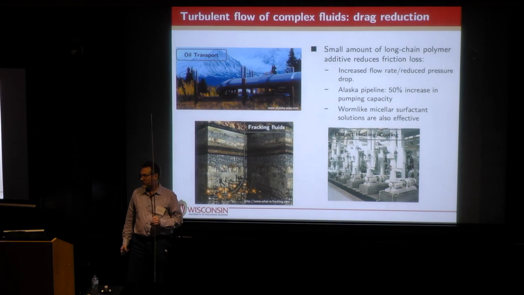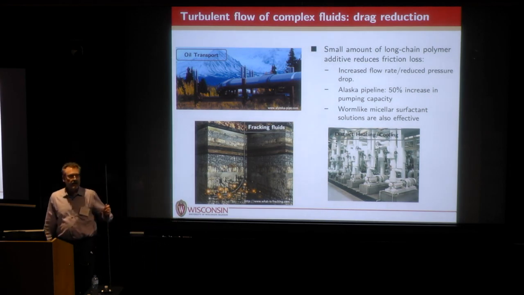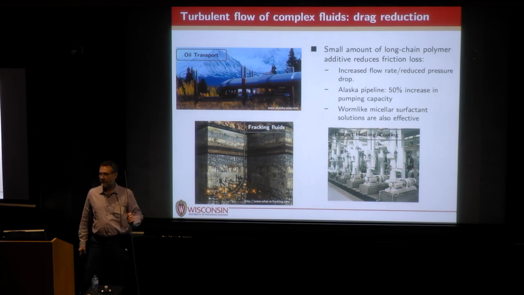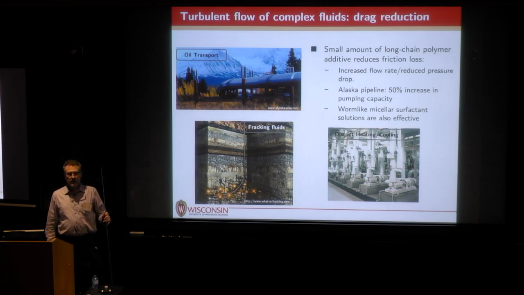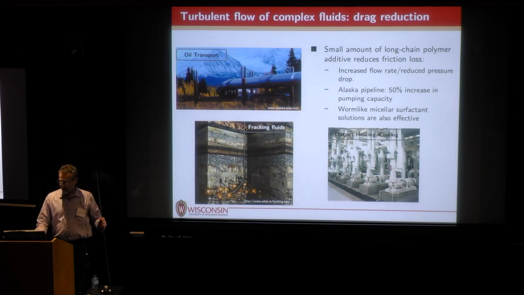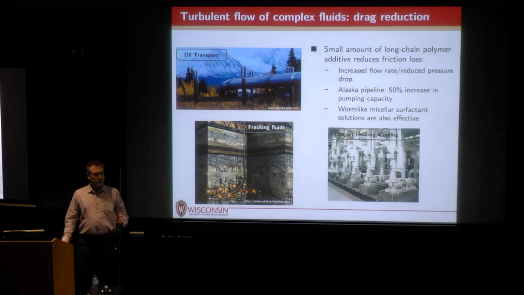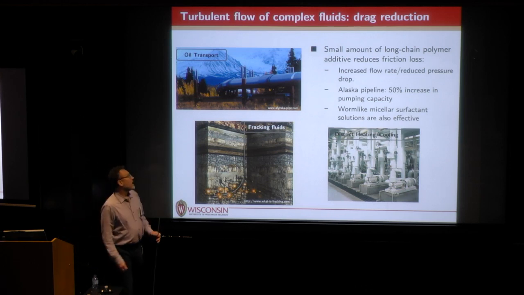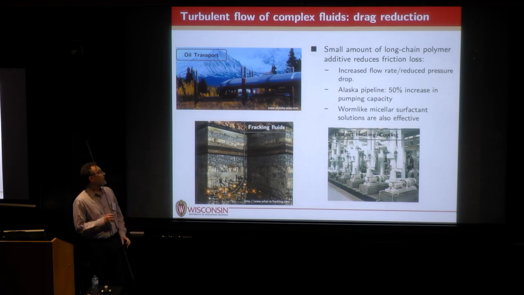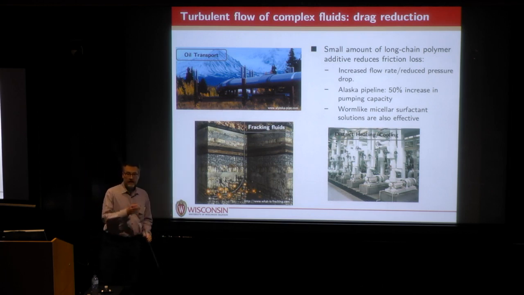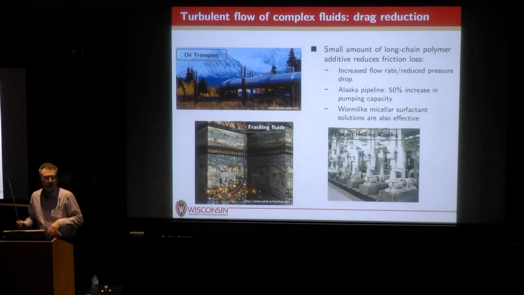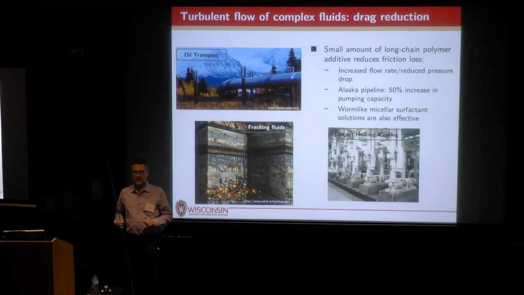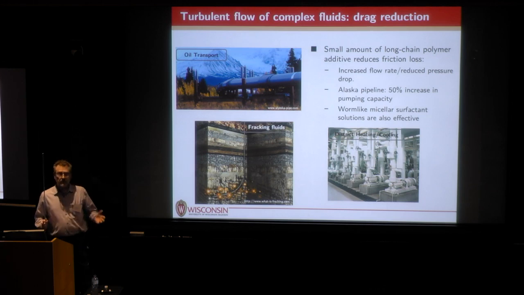The problem that we're interested in is an observation that's been known for quite some time, since World War II, that if you add small amounts of long-chain polymer molecules to a fluid, then you can dramatically reduce the energy consumption in the turbulent flow regime. The canonical application for this phenomenon is the Alaska pipeline, where they add small amounts of oil-soluble polymers at every pumping station, and it dramatically reduces the energy consumption. So this is a widely used phenomenon.